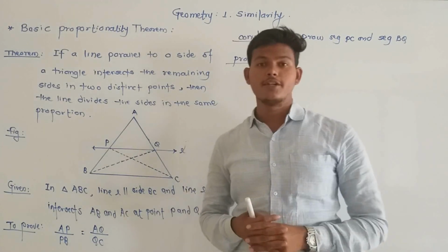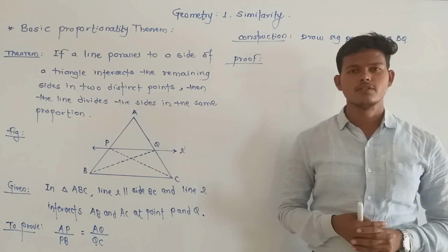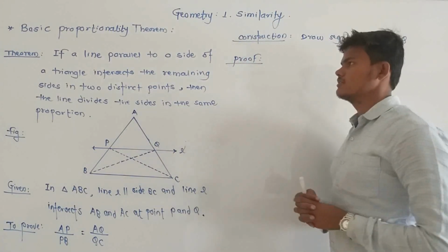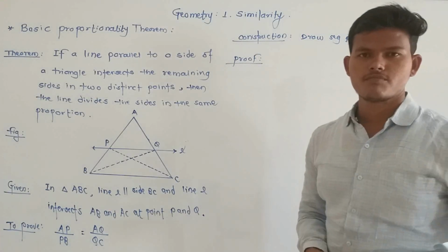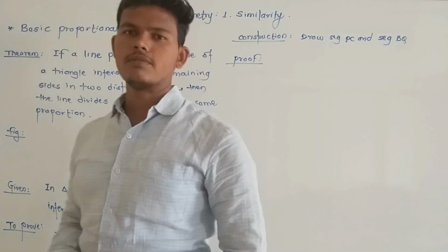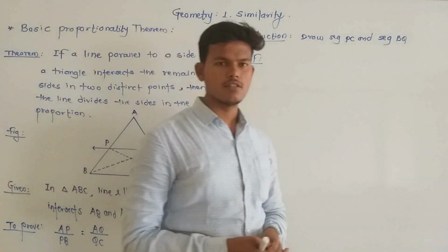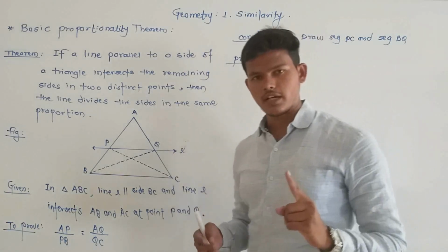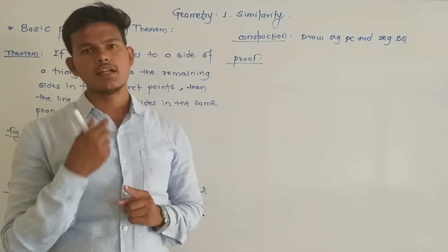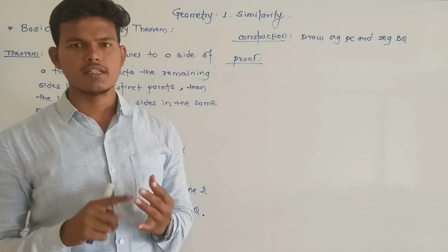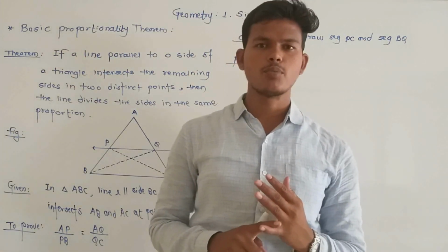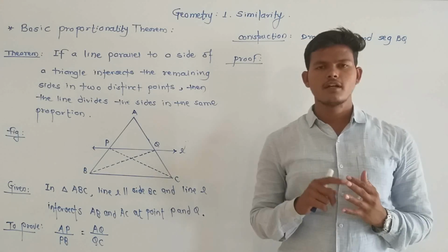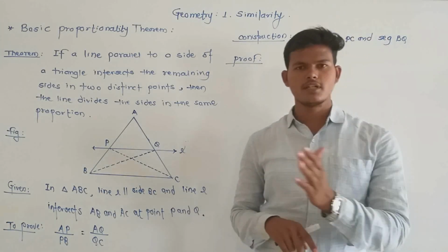So students, in today's lecture we are going to start the first theorem of our chapter, that is the basic proportionality theorem, which is based on ratios of areas of triangles. We have already discussed the four properties of ratios of areas of triangles. First one is, I repeat, if two triangles have different heights and different bases, then their areas are proportional to the product of their corresponding bases and heights.